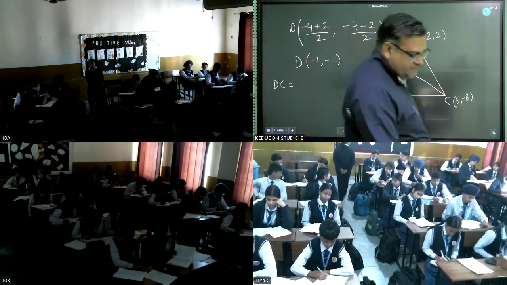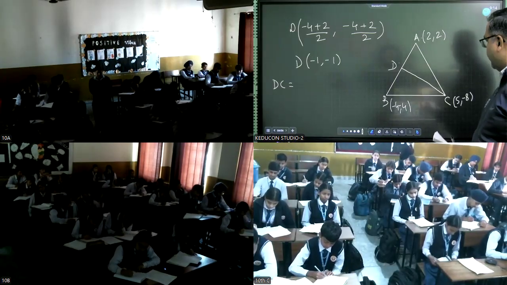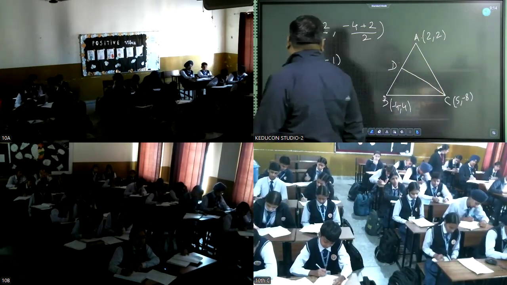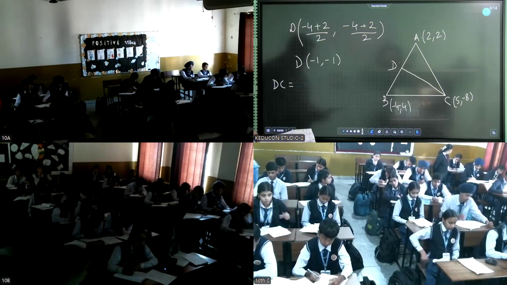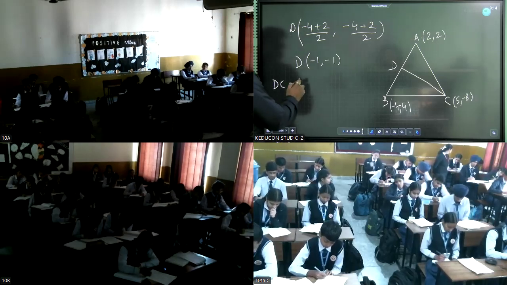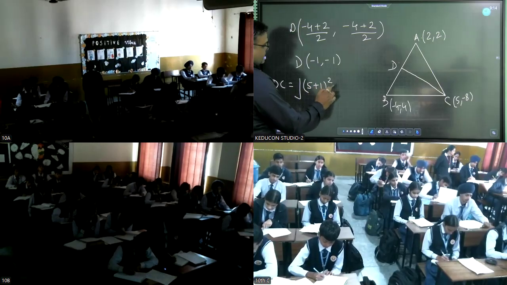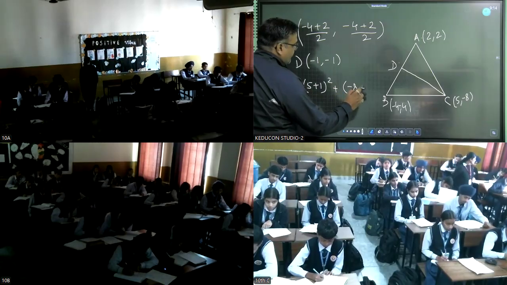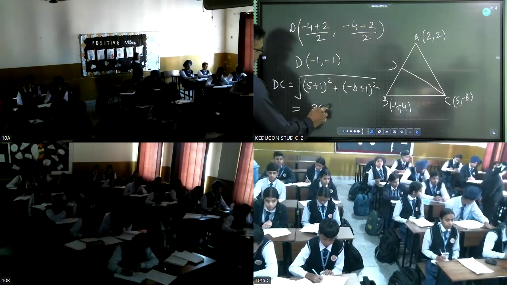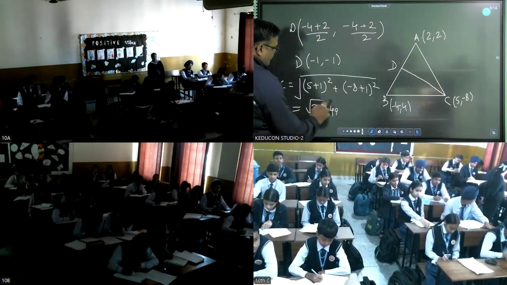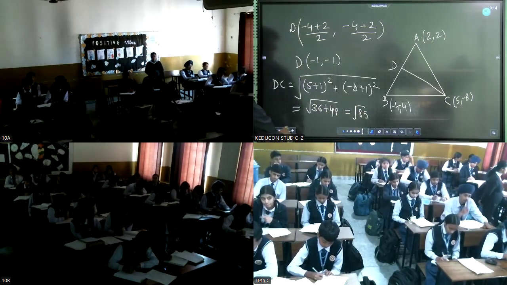How much did you get, students? √85. Yes. So (5 minus -1) whole square plus (-8 minus -1) whole square, which means plus. So 36 plus 49 becomes √85. Option C again, right? Is this clear?